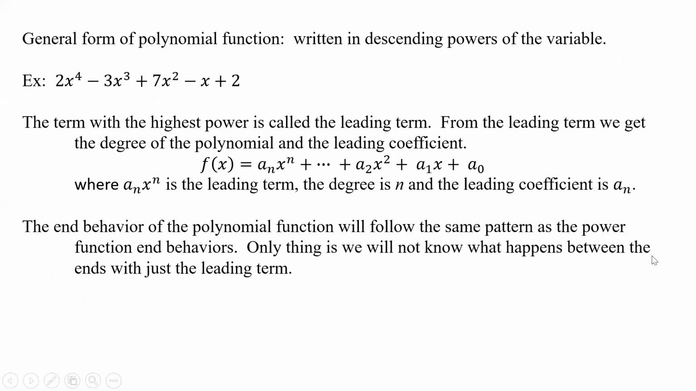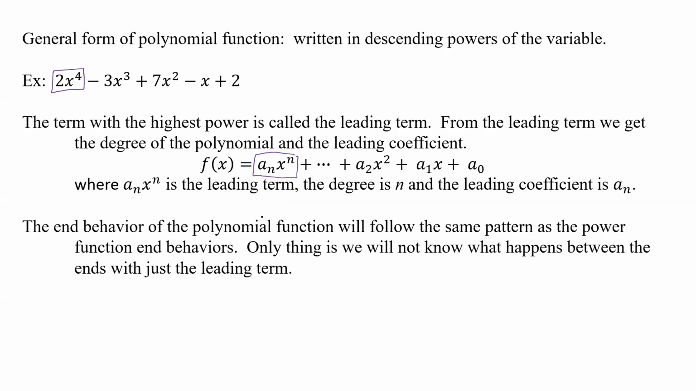All right, so like we said, a polynomial function in general form is going to be written in descending powers of the variable. So for example, if this was our function, that's written in descending powers: 4, then 3, then 2, then 1, and then there's going to be x to the 0. Now, this leading term is the first one, with the highest power.